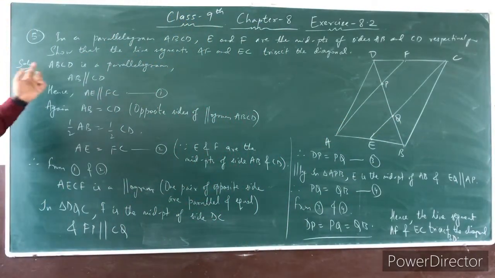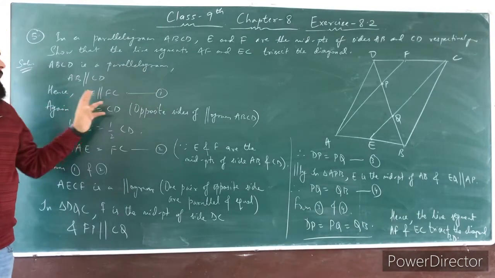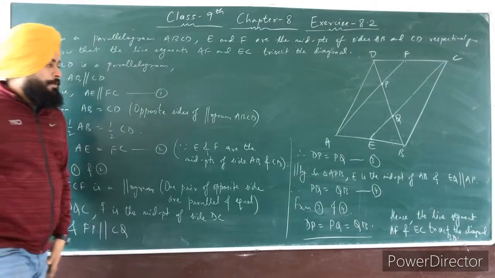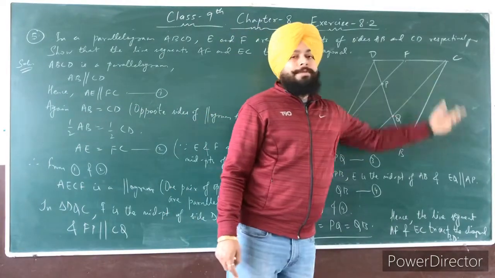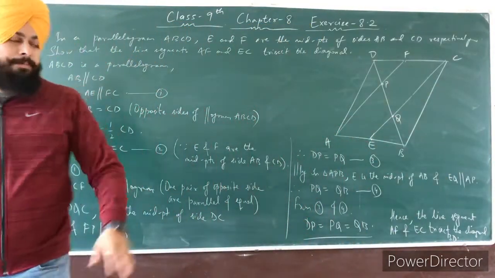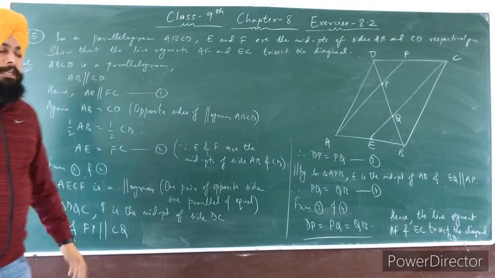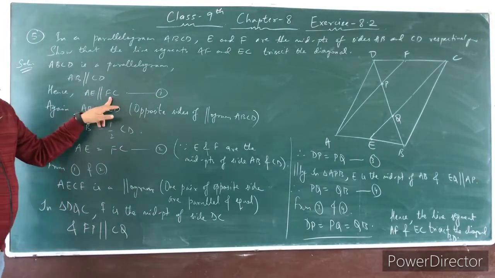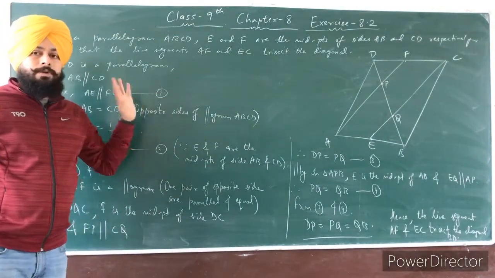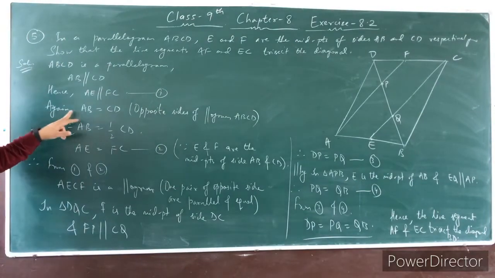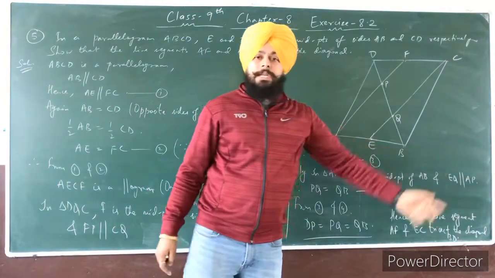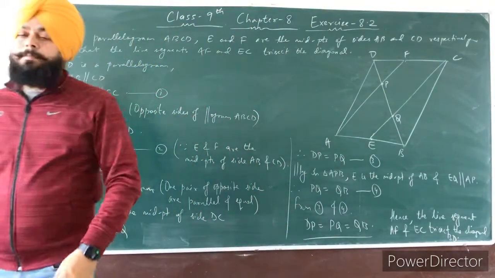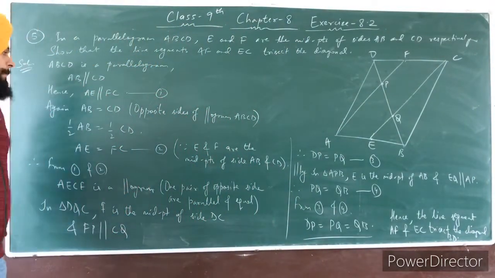First, we know that ABCD is a parallelogram in which AB is parallel to CD. So if AB is parallel to CD, then AE is also parallel to FC, because E and F are the midpoints of sides AB and CD. So AE is parallel to FC. Take this as equation number 1. Again, we know that AB is equal to CD, because the opposite sides in a parallelogram are also equal.